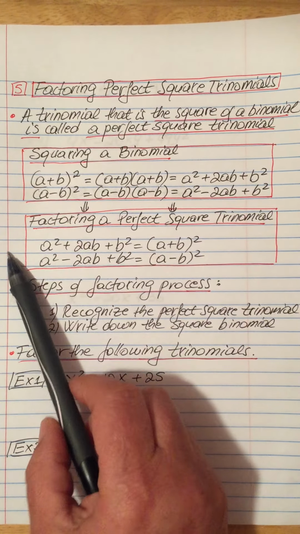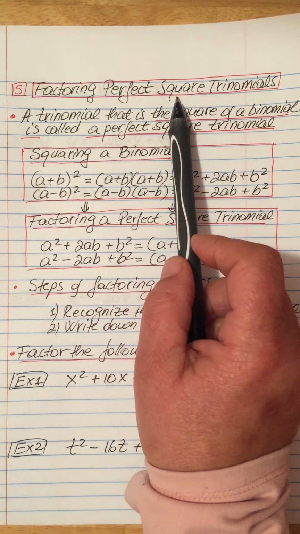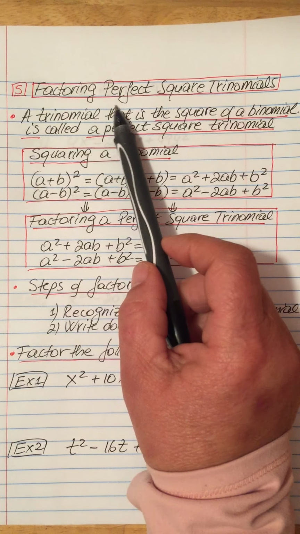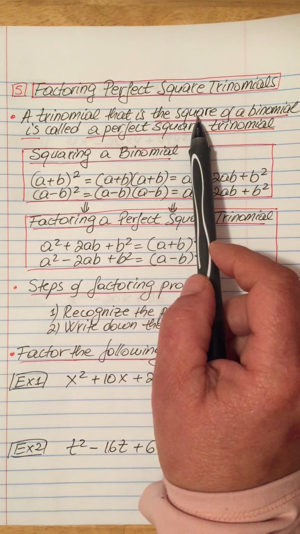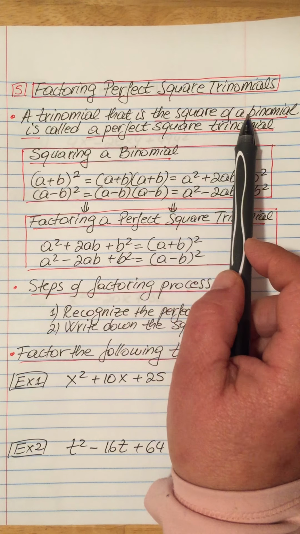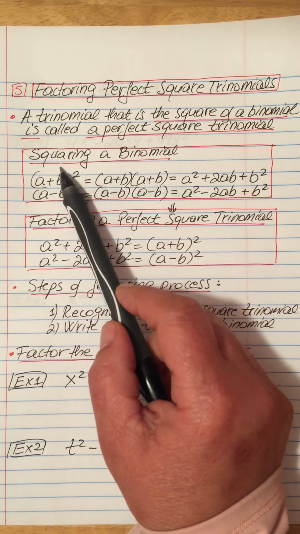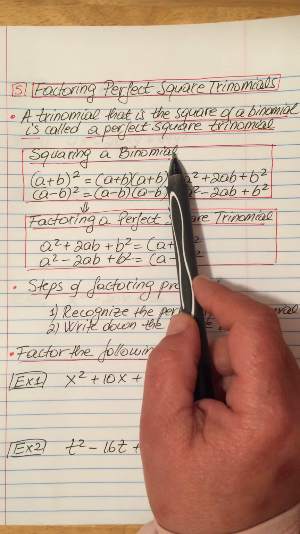In this video we are going to factor some perfect square trinomials. What is a perfect square trinomial? A perfect square trinomial is the square of a binomial. So we have formulas for squaring a binomial.